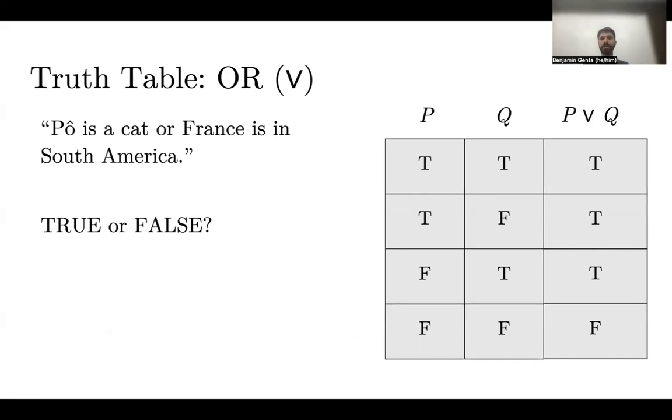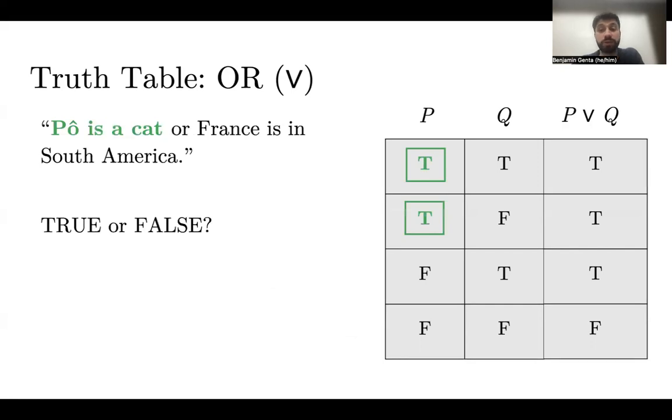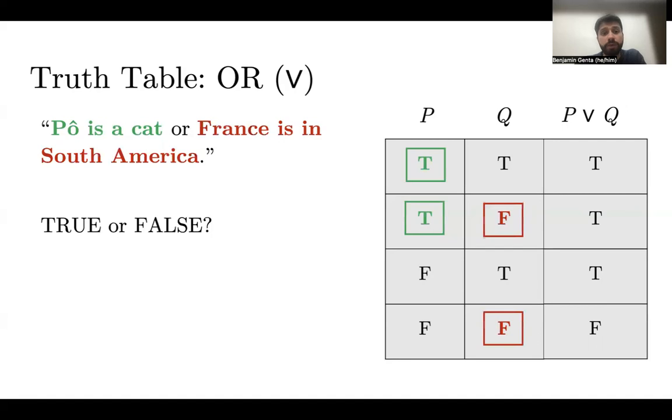So let's look at a variation of the statement I gave you before. Beau is a cat or France is in South America. Is the statement true or false? And now we have the tools to examine. Let's look again. So Beau is a cat. There's two cases in our truth table where P is true, right? The first and the second line. What about France is in South America? Well, that's false, and there's two places in this truth table where Q is false, and we're denoting France is in South America by Q here.